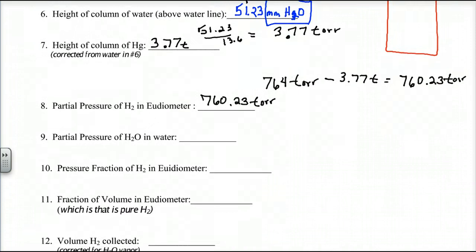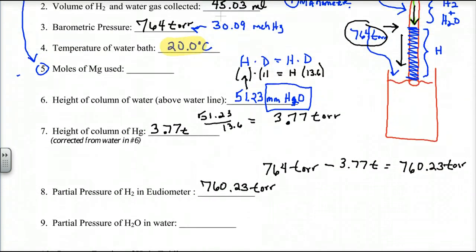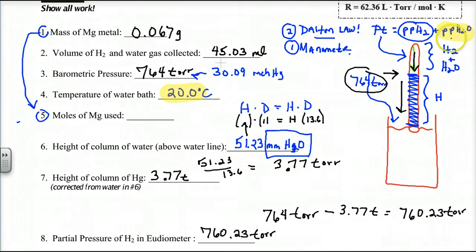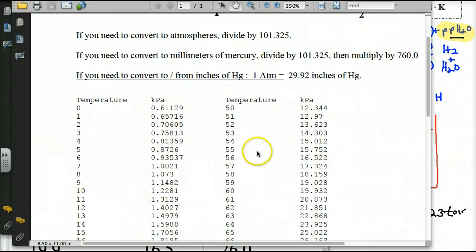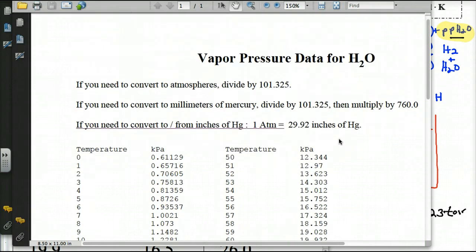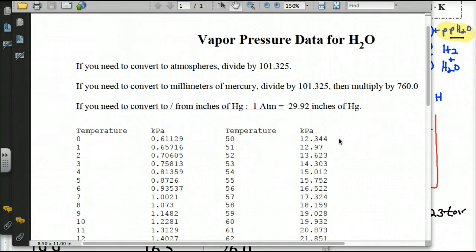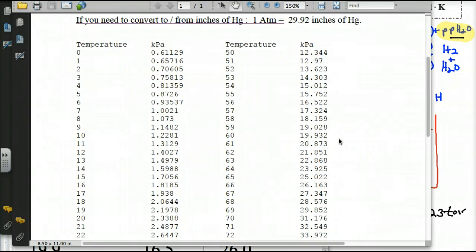Now, the partial pressure of H2O in water is tied to temperature. I need a table to do this. Give me a second, I'll pull it up. Okay, so I'm back with the vapor pressure table that you saw that I taped to the lab table. Any case, here it is.